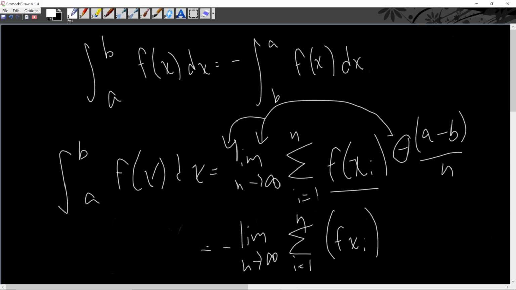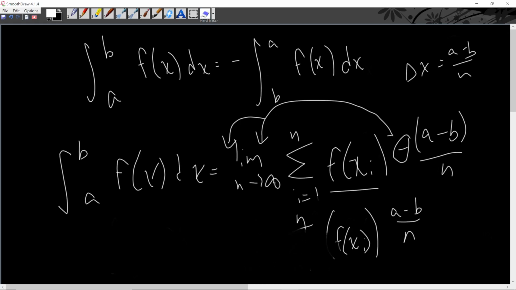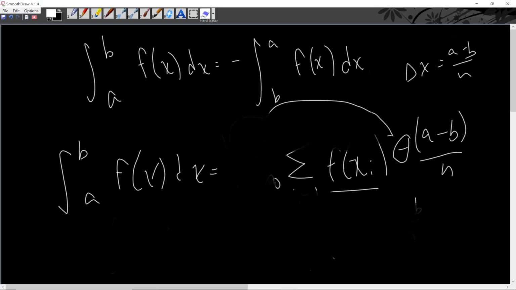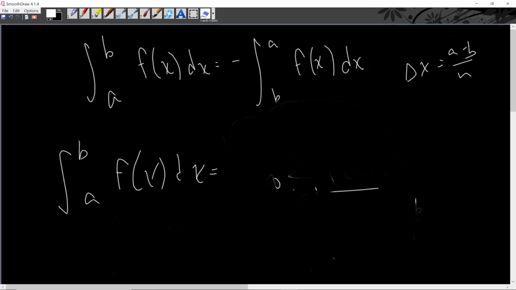F is in the wrong spot. It's okay, I'll just put parentheses around this. f(xi) times delta x, which in this case is a minus b over n, now that we've factored out that negative. And when we said that delta x is equal to a minus b over n, the bounds actually changed from b to a. So now we just plug back in our original idea, and we simply get the negative integral from b to a of f of x dx.